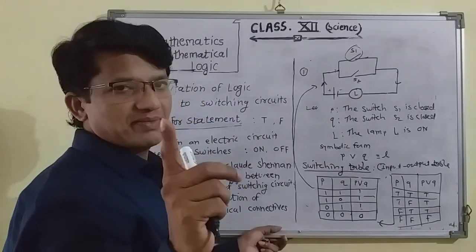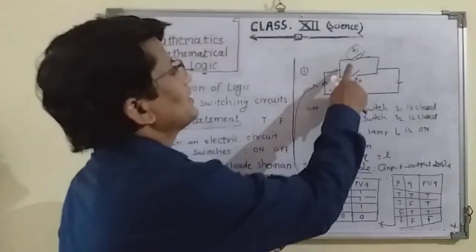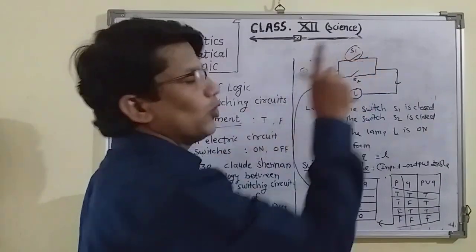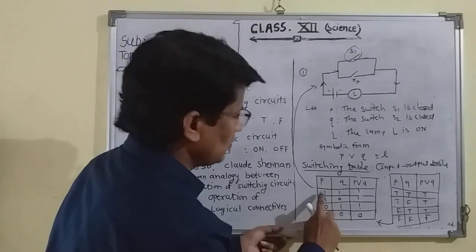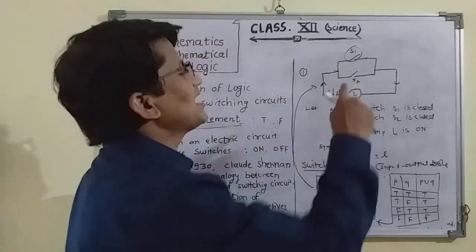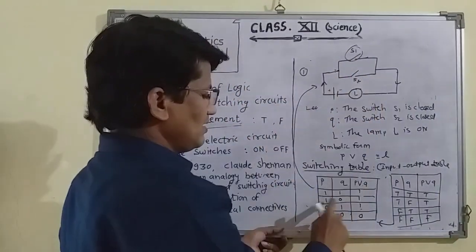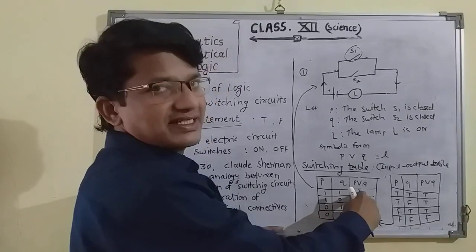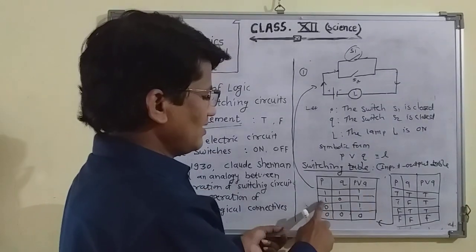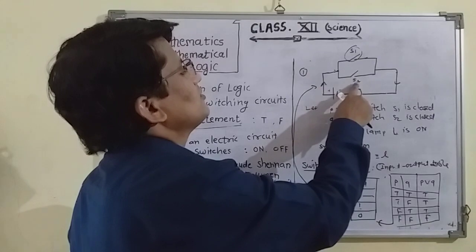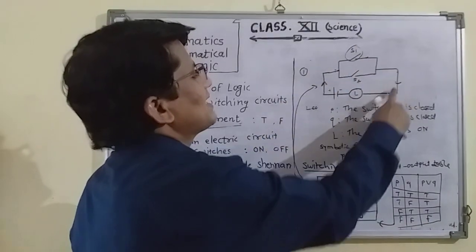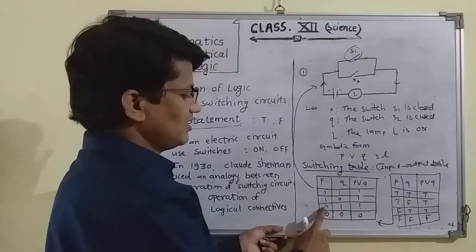Once again, I am repeating here. So these are 2 in closed position. Close means what? Current will pass through other part. Lamp will on. 1, 1. Result is 1 means lamp will on. Second, 1, 0 means this is closed. This is open. Current will pass above part. Lamp will be on.